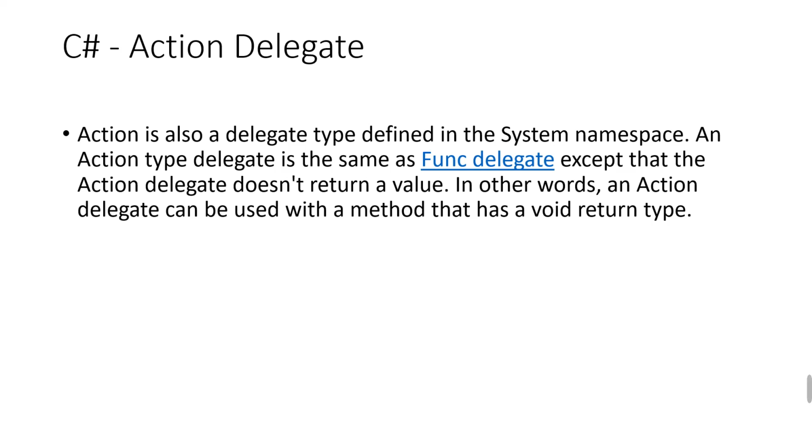As the statement says, it is just the same as a Func delegate. It has input parameters, but the basic difference is that a Func delegate returns a value while an Action delegate doesn't return a value. In other words, an Action delegate can be used with a method that has a void return type.